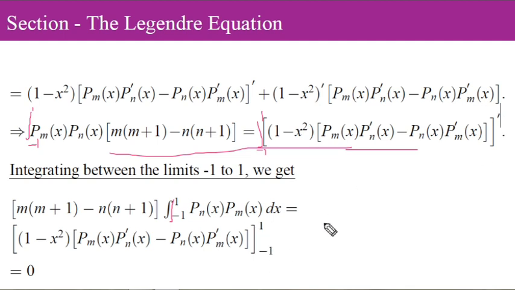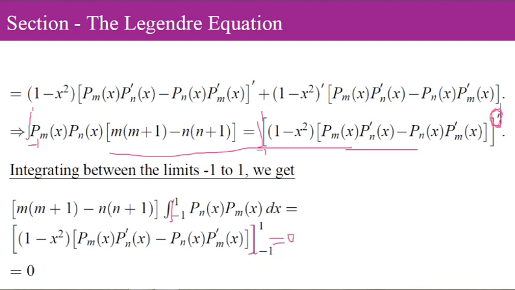Why do we write this like this? Here we have differentiation. If we integrate once, the differentiation cancels, right? All of you know that. So we write 1 minus x square into Pn dash minus Pm dash. We apply the limit minus 1 to 1. Right hand side equal to 0.